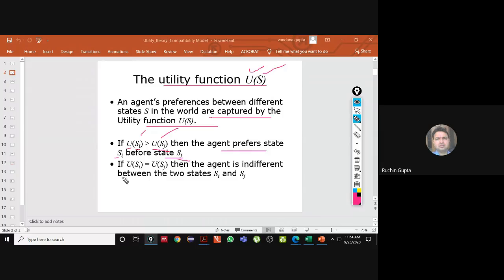In case the utility value of both the states Si and Sj is the same, it means the agent is going to be indifferent. The agent will not be able to differentiate between the state Si and Sj. In that case, the agent can either go to the state Si or Sj. So this utility function is basically there with the agent to determine the utility of a particular state.